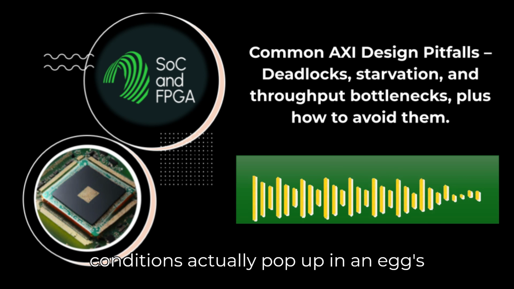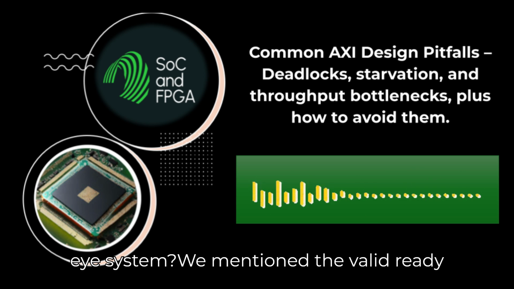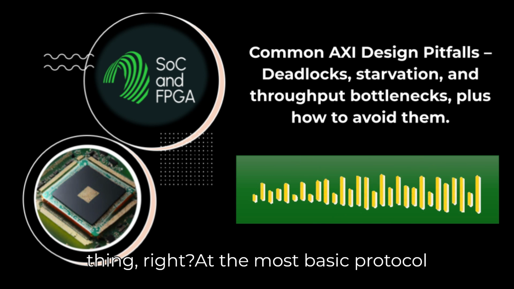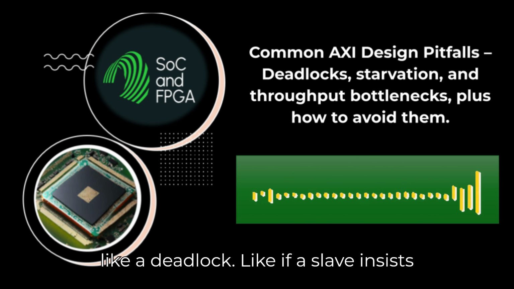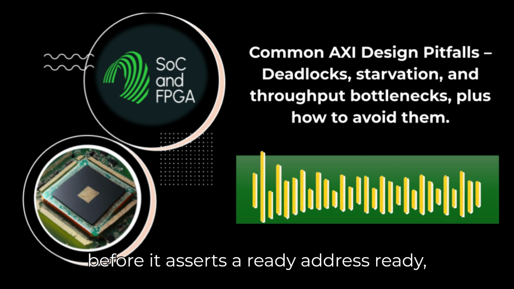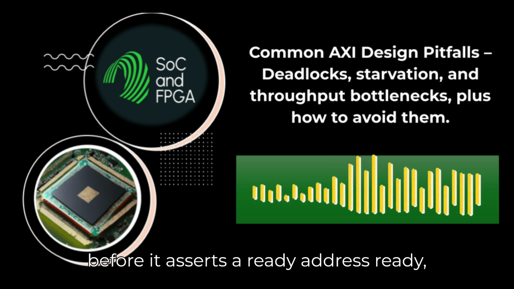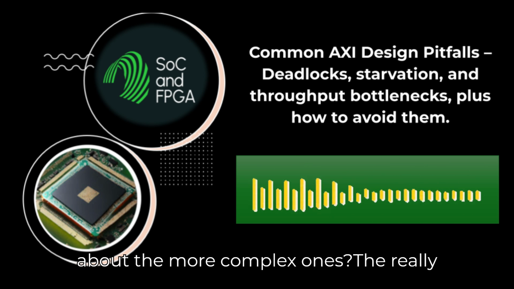Okay, so how do these conditions actually pop up in an AXI system? We mentioned the valid ready thing. Right. At the most basic protocol level, yeah. A valid ready handshake violation can cause a stall that looks like a deadlock. Like if a slave insists on seeing WVALID, write data valid, before it asserts AWREADY, address ready, that just stops the write channel cold. But that's maybe a simpler case. What about the more complex ones?